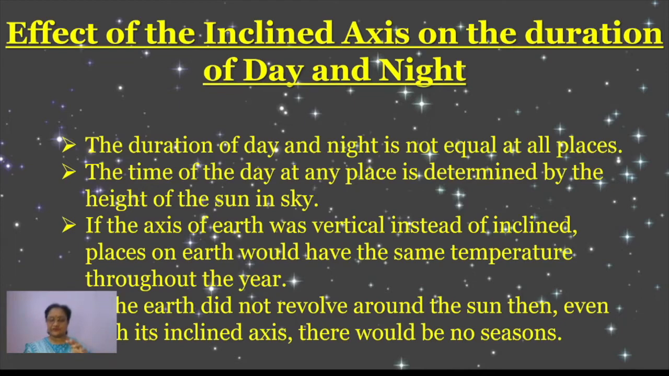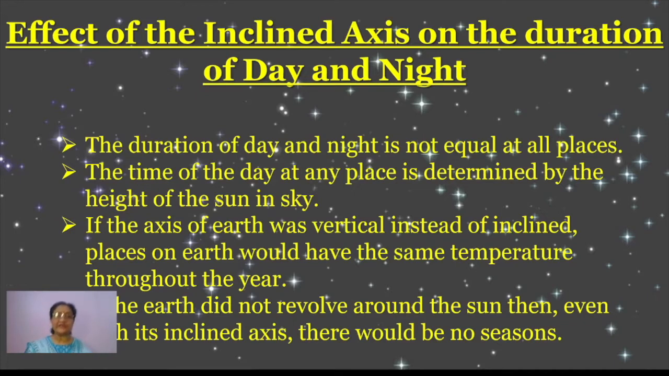And if for a moment you just think of it, if the axis is a straight vertical line, it's not tilted, so what would happen in that case? In that case we are going to have everywhere on earth the same duration of day and night, number one, and number two, the temperature at all the places would be the same. So these are a few things which are caused because of the inclined axis of earth.